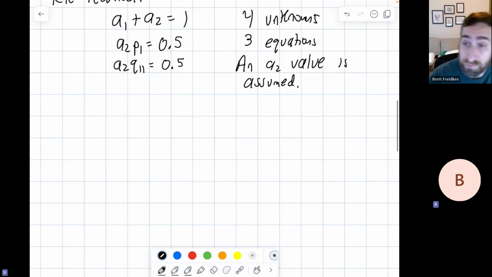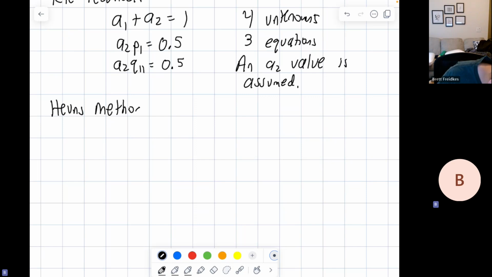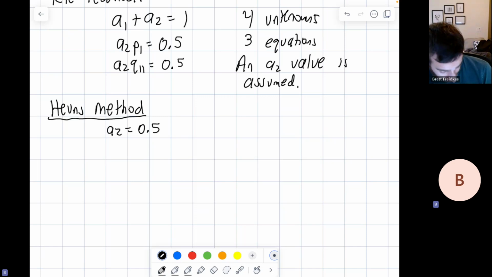So the people that assume things, one person was Heun. That's a very common method you'll see with Runge-Kutta. Heun's method. Heun says, okay, we're going to assume that A2 is equal to a half. That's what Heun decided to assume. So this is assumed.